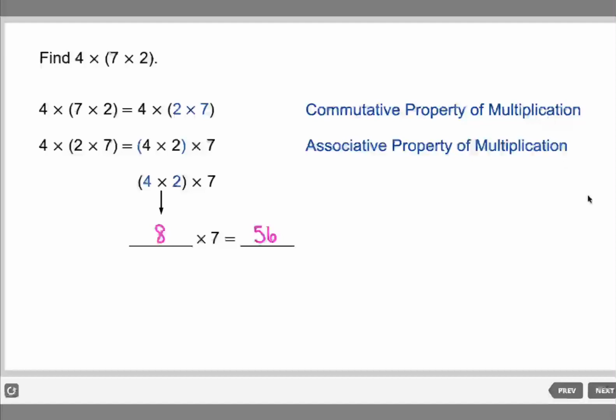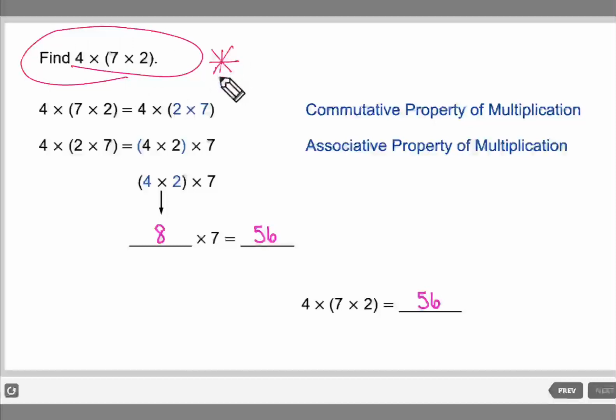8. Oh, sorry. And 8 multiplied by 7? 56. So the product is 56. And this makes 4 multiplied, which is the original question. Look, this is the original question. It's the same down here: 4 multiplied by the quantity 7 multiplied by 2. We used commutative, then associative, and we found that the product should be 56.